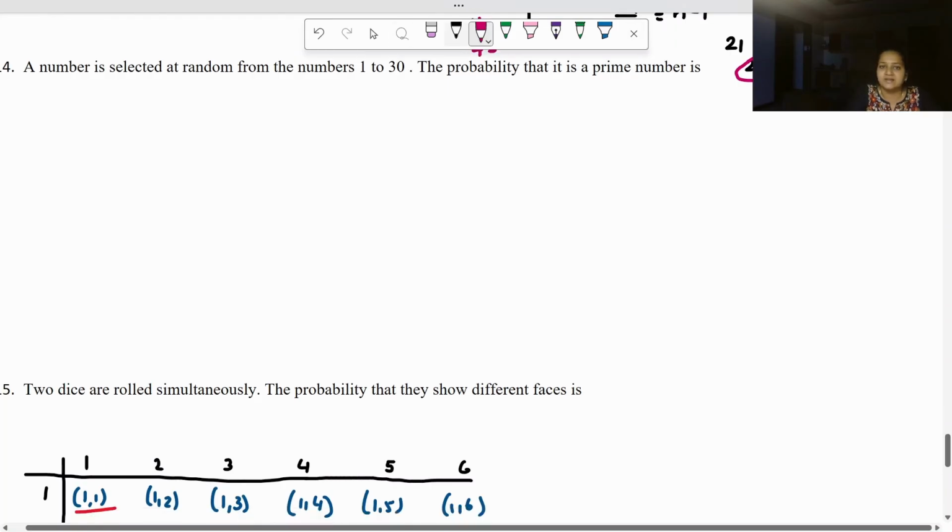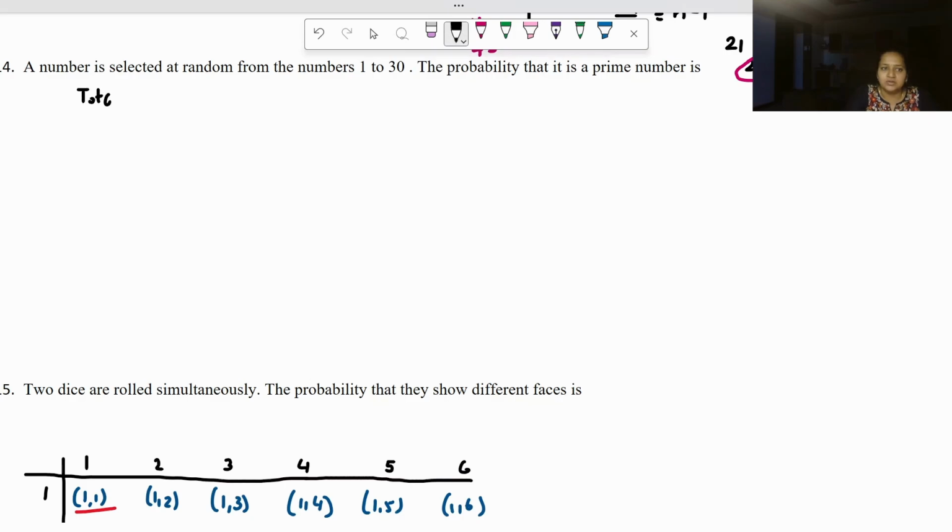A number is selected randomly from 1 to 30. So total numbers 30, because we are going from 1 to 30. Probability that it is an even number. Yeah, sorry. Probability that it is a prime number.